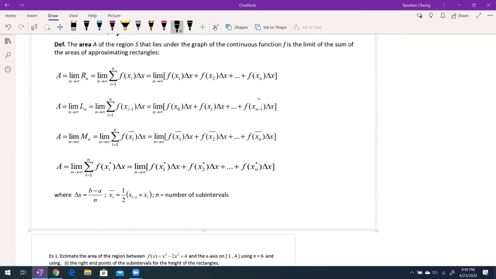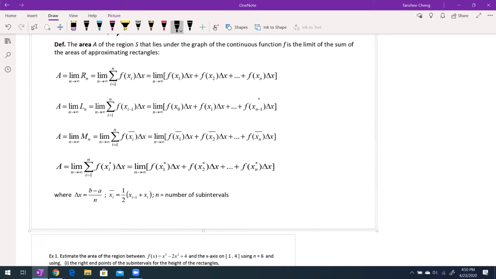So what that basically means is the limit as n approaches infinity of the first rectangle height times the width, the second rectangle height times the width. Because we talk about equal widths, all of them are delta x, all the way up to n of them. If n is finite, we get an approximation. If n goes to infinity, we get an almost exact value.